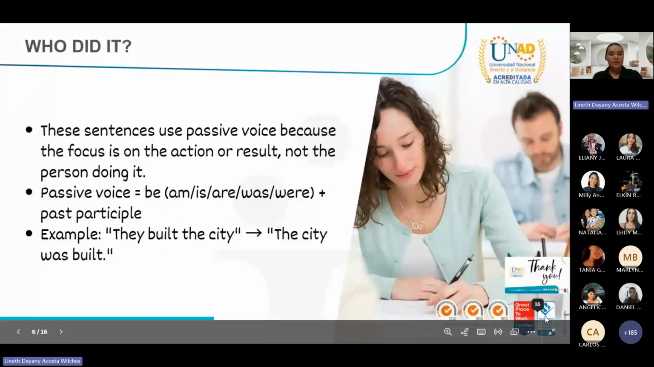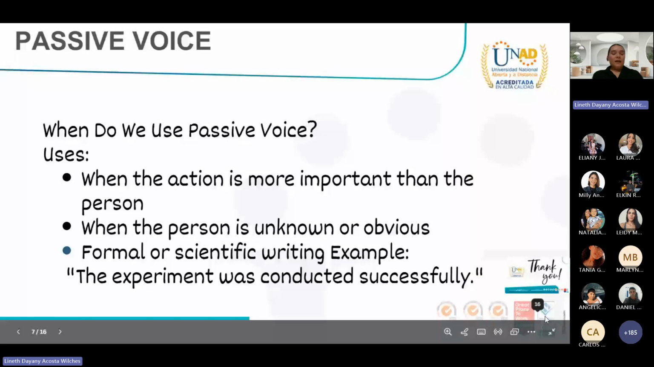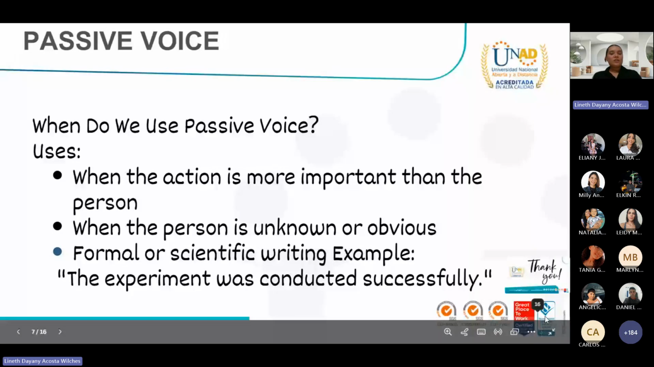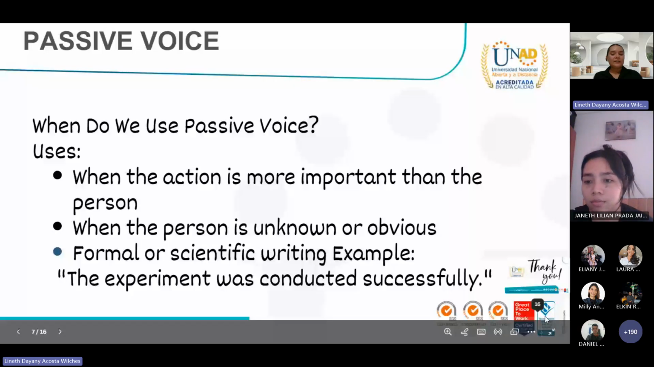So we're going to see this part: when do we use passive voice? We use it when the action is more important than the person, when the person is unknown or obvious, and in formal or scientific writing. So, for example, the experiment was conducted successfully.